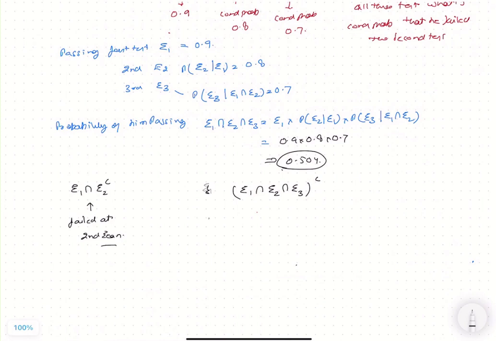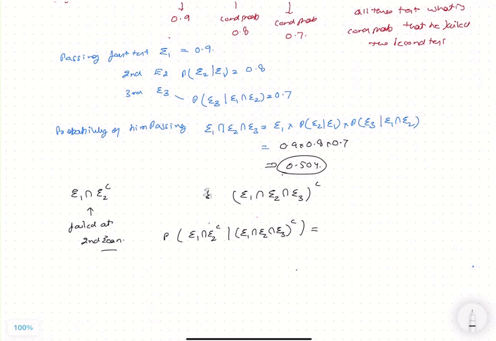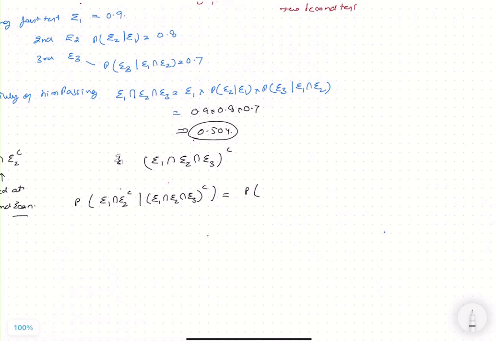So we have the probability of E1 and E2 complement, given the complement of E1 and E2 and E3, is going to be the probability of E1 and E2 complement and the complement of E1 and E2 and E3, divided by the probability of the complement of E1 and E2 and E3.